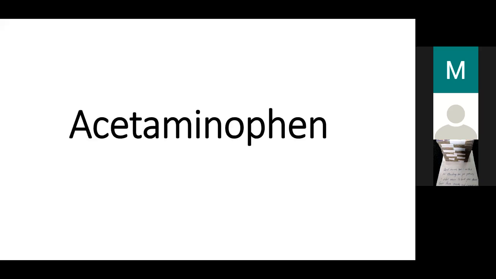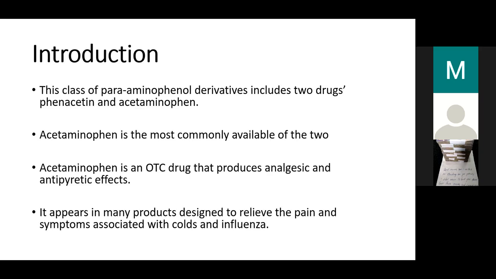So we go to acetaminophen. Acetaminophen is commonly called paracetamol, and this is a very commonly prescribed medication. This class of drugs, the para-aminophenol derivatives, includes 2 drugs: phenacetin and acetaminophen. There is a medication that we commonly call APC. APC contains aspirin, phenacetin, and caffeine.